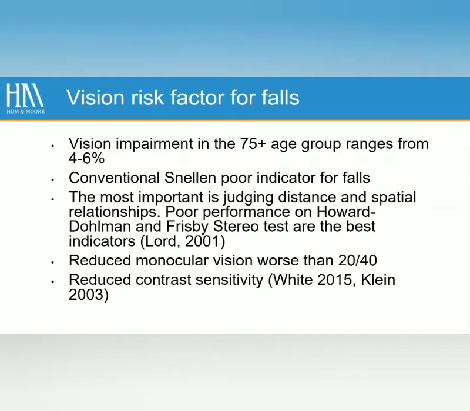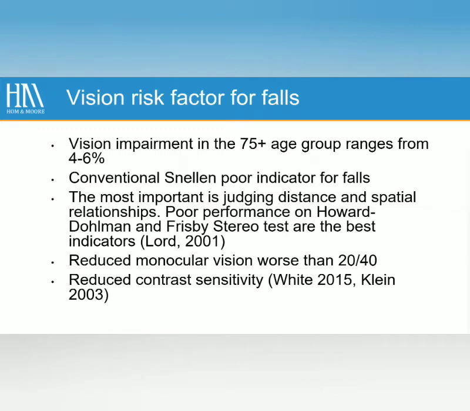Let's talk about vision and how it relates to falls. We know that vision impairment, which some people define with a number, is worse than 20/40, worse than 20/200. And some other people talk about vision impairment based on the inability to do something. So when we talk about vision impairment, there are two ways. One is called the numbers definition. The other one's called function.